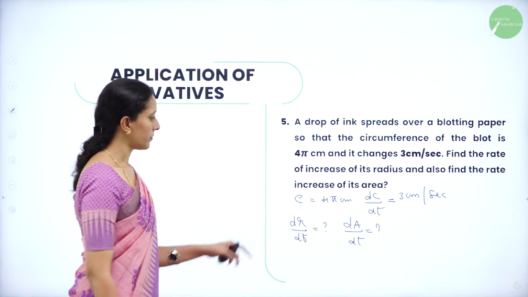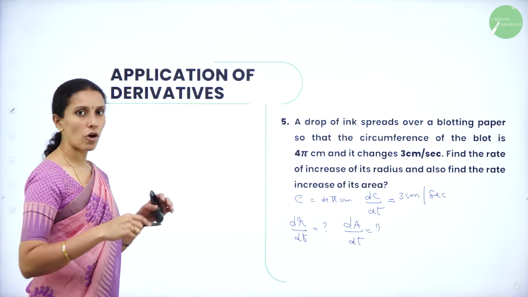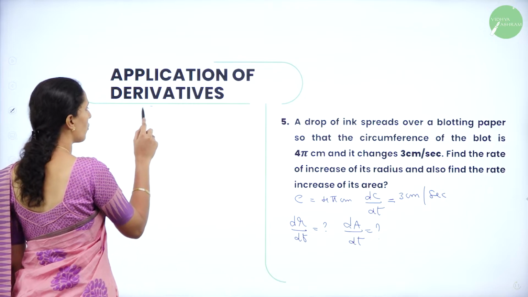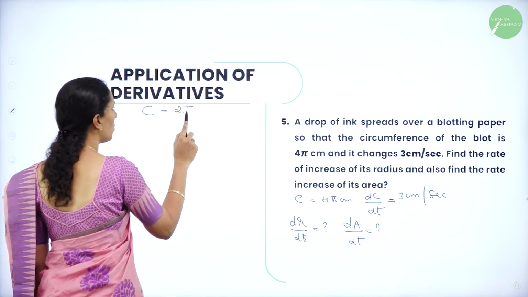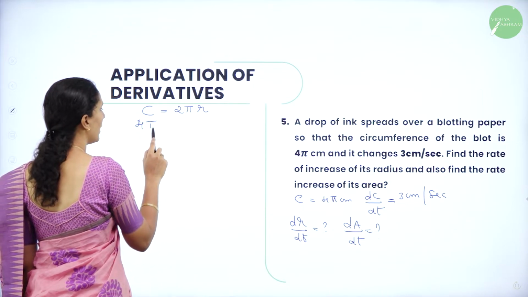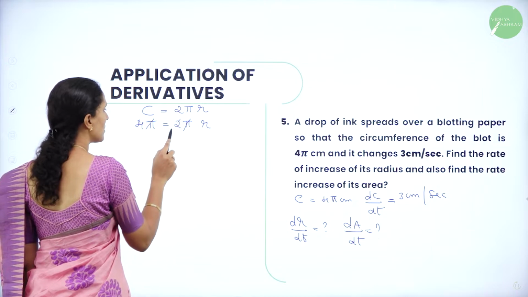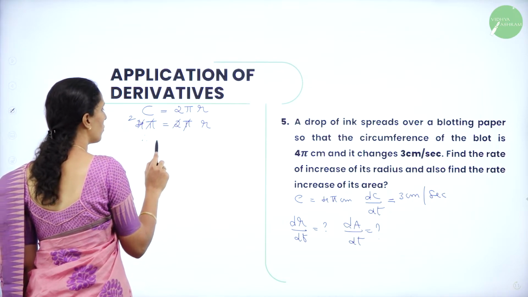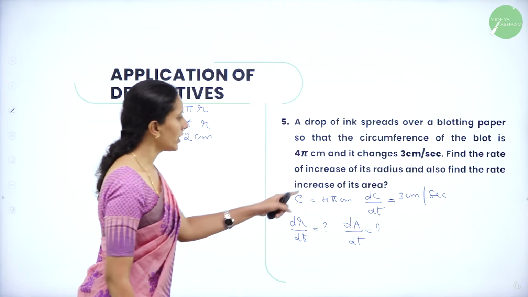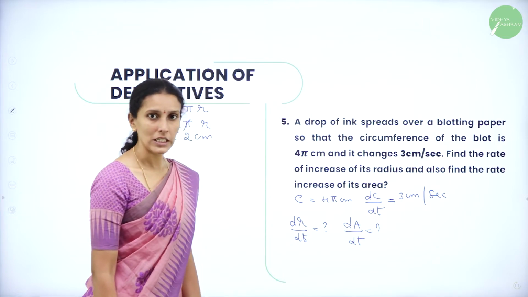Now let's see, we have C is equal to 4 pi. Since it is a drop of ink, we consider it as a circular form. So the circumference of a circle is given by 2 pi r. Now this is given as 4 pi is equal to 2 pi r. Pi cancels, 2 ones are 2, 2 twos are 4, therefore we get r is equal to 2 centimeter. Now we need to calculate the change in radius as well as the change in its area.